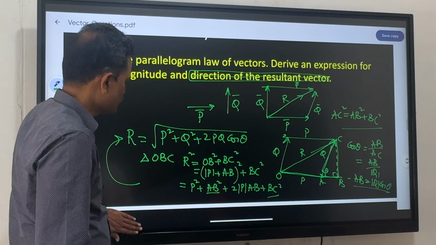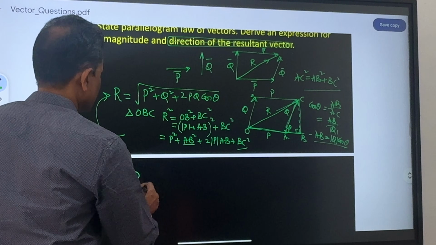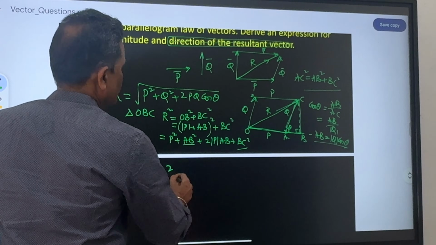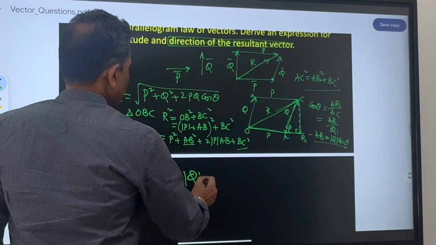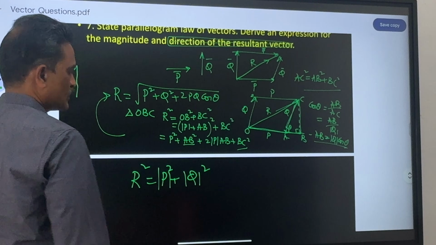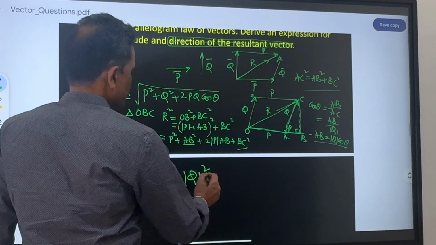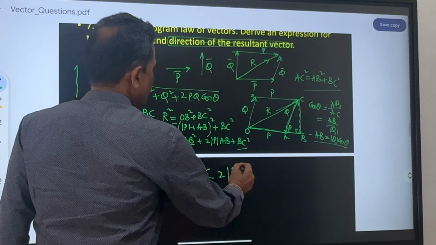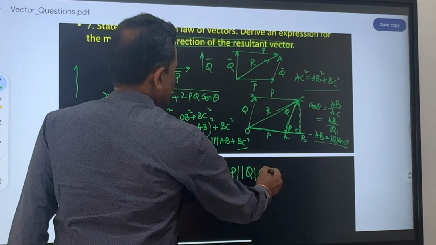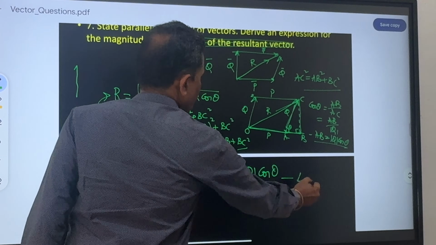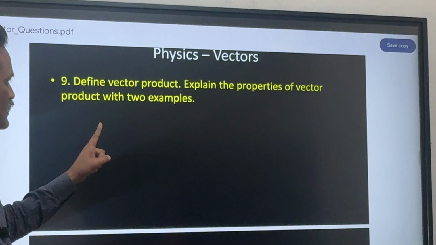So on substitution, R square is equal to P square plus Q square. These are the mods. Mod can only be squared. P square plus Q square plus 2 mod P mod Q cos theta. If you derive this, you will get 4 marks. That's all.